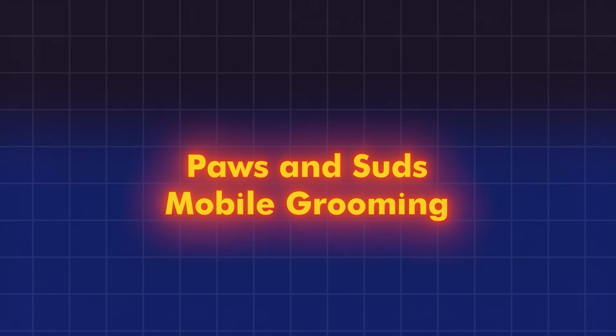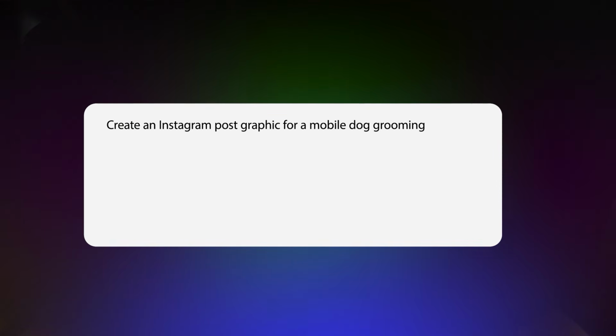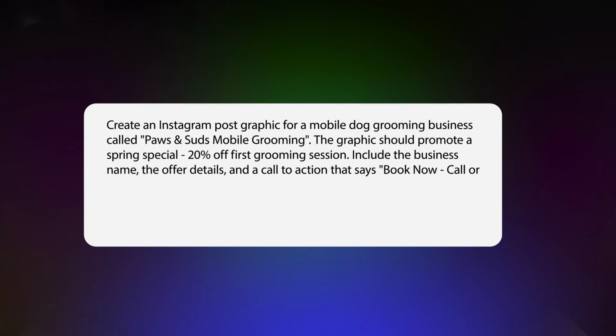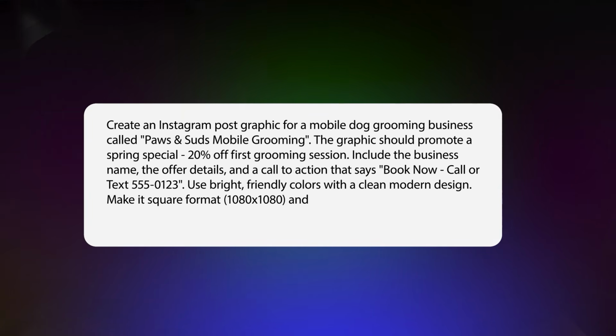I picked a test business, a mobile dog grooming company called Paws and Suds Mobile Grooming, and I gave 3 tools the exact same prompt. I asked each one to create an Instagram post graphic promoting a spring special with 20% off the first grooming session, include the business name, a call to action, and a golden retriever. Same prompt, 3 different tools.